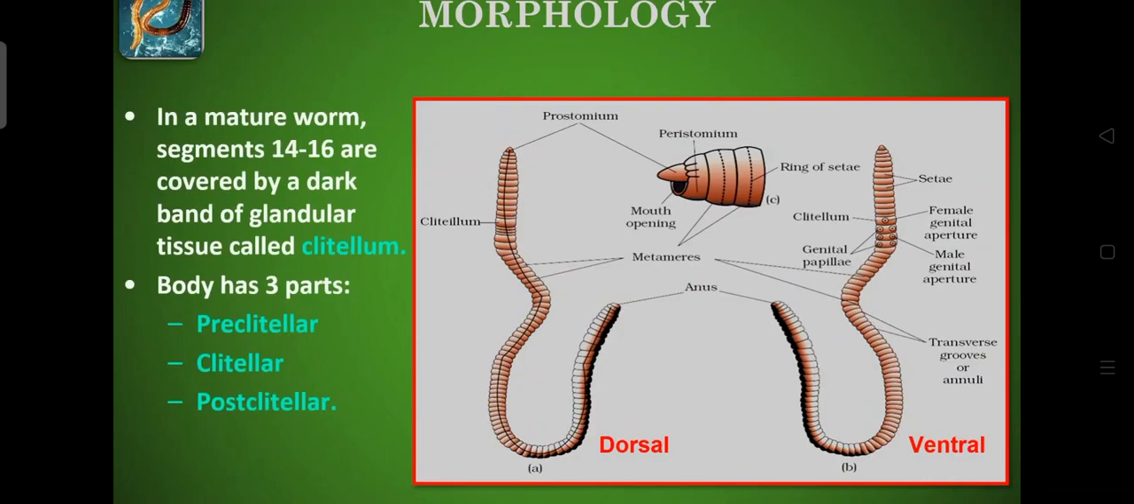So the body of the earthworm has three parts depending on the presence of clitellum. Pre-clitellar means the segments of the body before the clitellum. Then second, the clitellar, and third, post-clitellar, means after the clitellum. Before the clitellum is one part, clitellum is the second part, and after the clitellum is the third part.